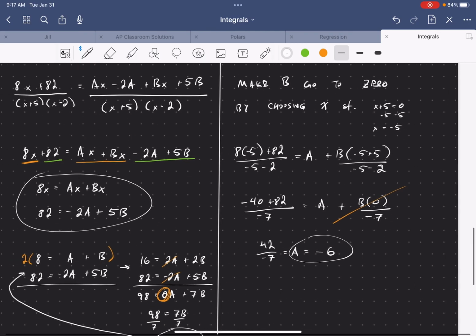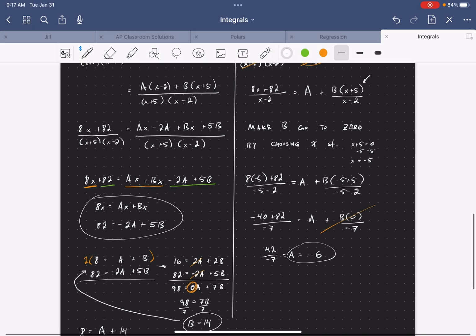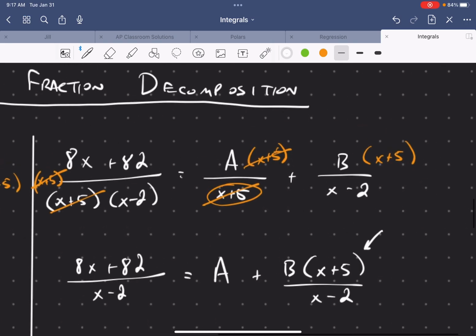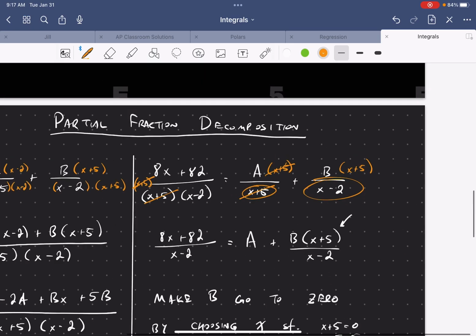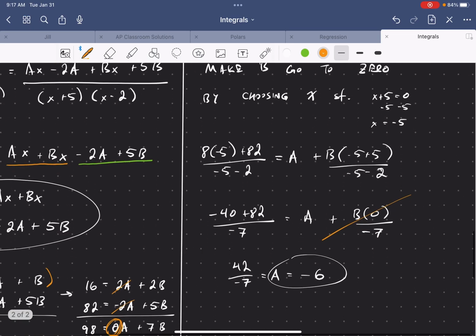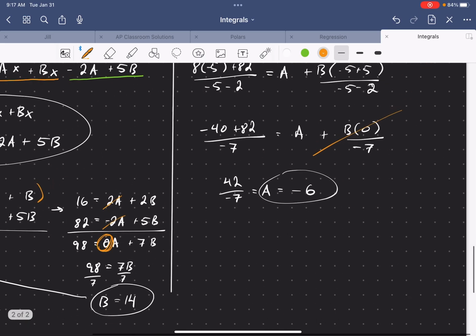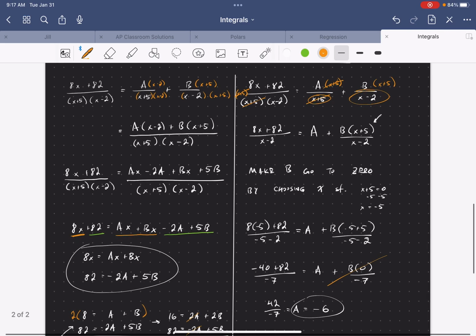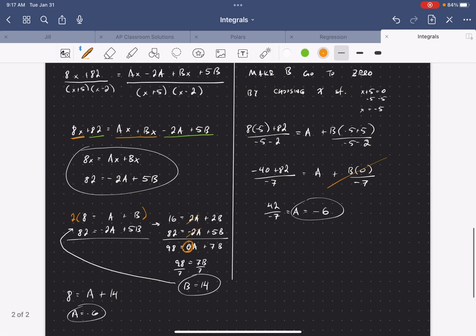So we were able to solve for that negative 6, arguably in a faster way than we did on the left side. And then we could solve for b in a very similar method. You would just have to instead multiply everything by the denominator for the b, which would have been x minus 2, and then you would choose an x that would make the a go to 0. That would have led you to b equals 14. But then there's a faster way. The faster way is the way that I showed you in class. So let me do this one more time, but I'll do it the way that we did it in class.